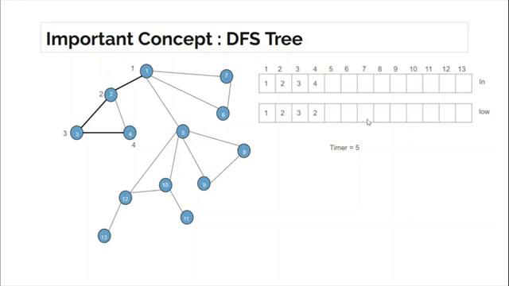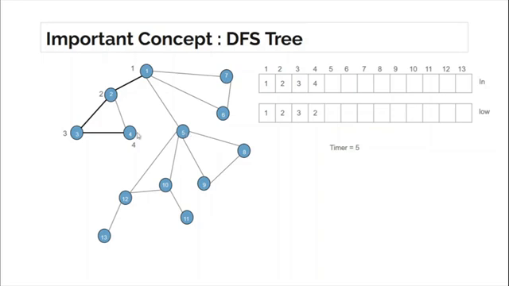We would always keep here the low time and the in time. So now node 4 can reach a node which was discovered at time 2. The in time indicates the time at which this node was discovered. So we see node 2 was discovered at time 2, and since node 4 can reach node 2 using some back edge, the low time of node 4 is equal to 2.